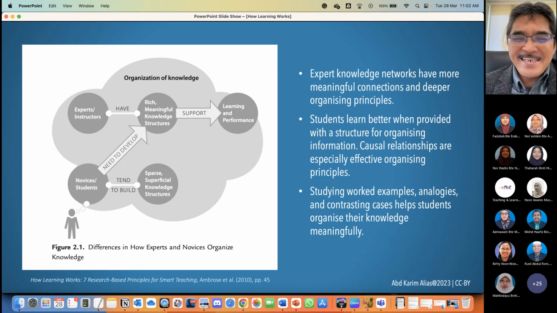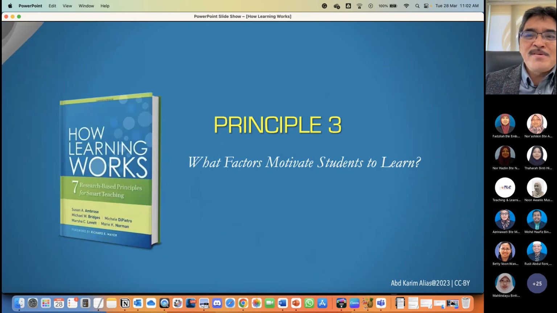Yang lain macam mana? Ada lagi? Tak ada. Okey, tak ada, saya boleh sambung.